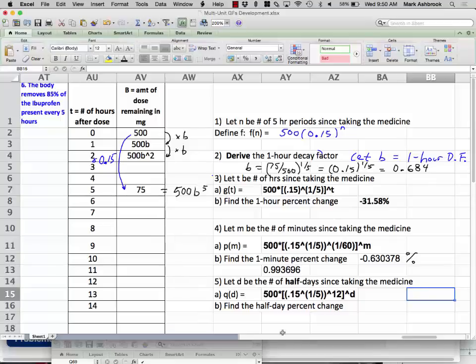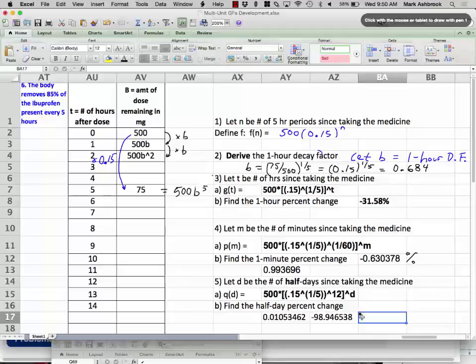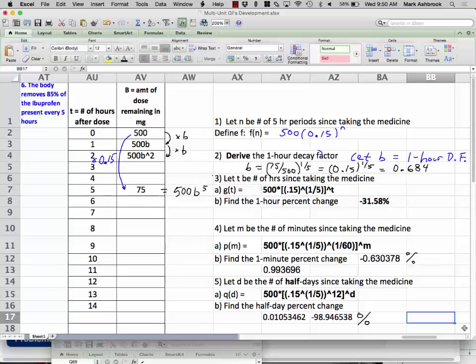And so then the percent change, did you get it? So there's our half day decay factor. Percent change is? Does that feel right? So you take ibuprofen, 12 hours later, it's saying that almost about 99% of it will be gone out of your body half day later. Makes sense, right? Okay, so quiz.